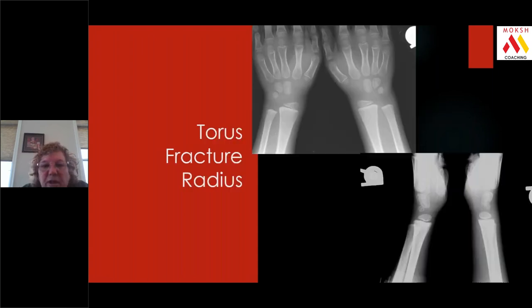Remember when you order an x-ray in a kid, you should always get the joint below and above the injury, and that will give you a complete film. So if I'm worried about the wrist, we're going to get the hand all the way up to the elbow, and that way you're not going to miss injuries that are there.